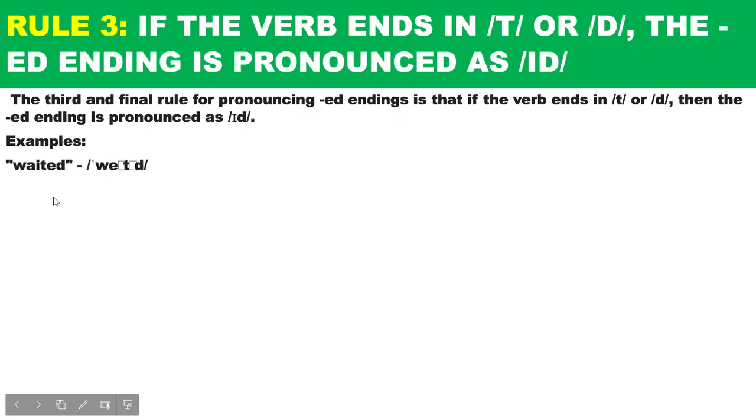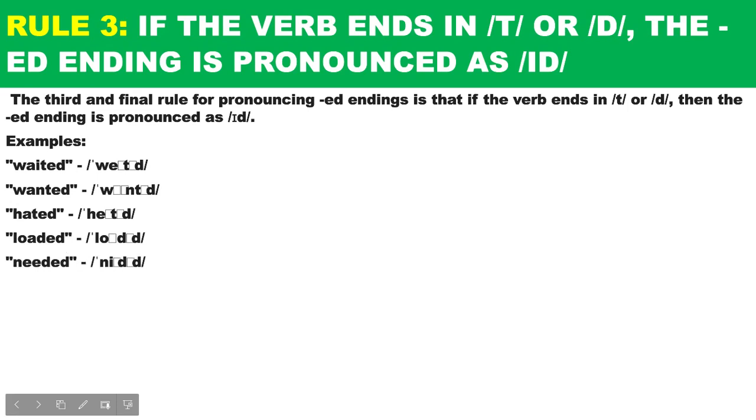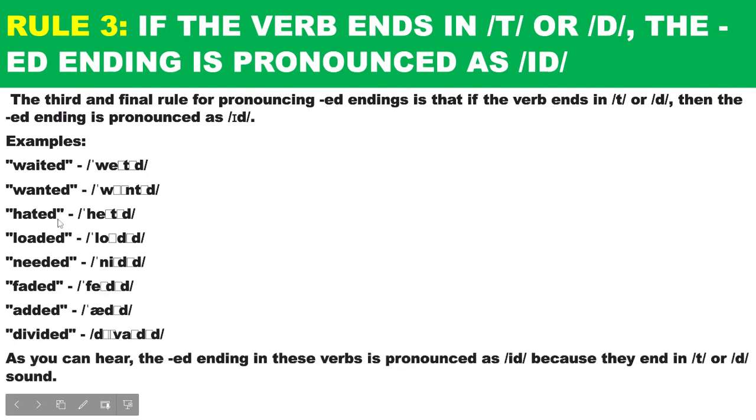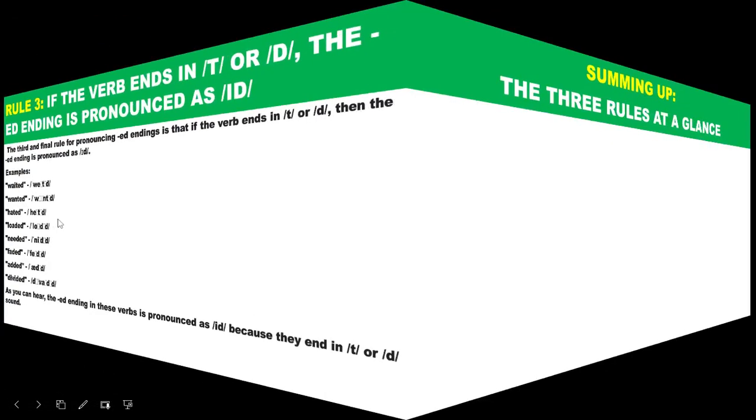Waited, waited, wanted, wanted, hated, hated, loaded, loaded, needed, needed, faded, faded, added, added, divided, divided. As you can hear, the ed ending in these verbs is pronounced as id because they end in a T or D sound. So that is rule number 3.